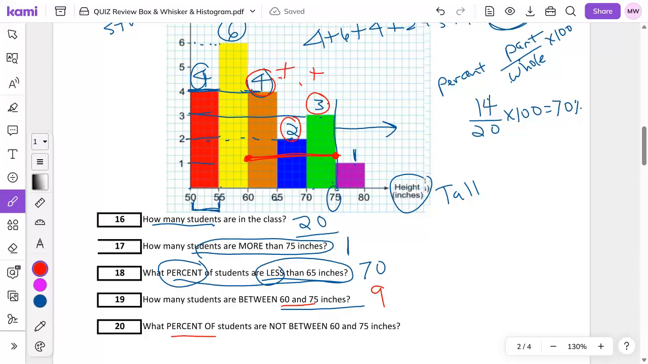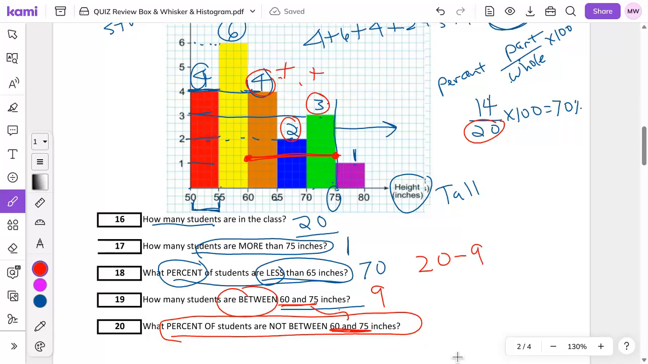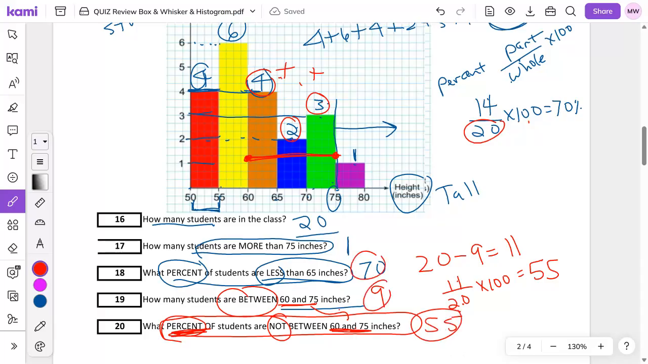Okay, what percent of the students are not between 60 and 75? Okay, well, if we know there's 20 total, and 9 are between 60 and 75, this is the same one, right? Then that means we go 20 minus 9 equals 11 are not between. And again, if it's percent, we have to do part over whole, right? So we go 11 divided by 20 times 100. If you do that on your calculator, you're going to get 55. Okay, so 55 for this one. Okay, so here's your answers for these.